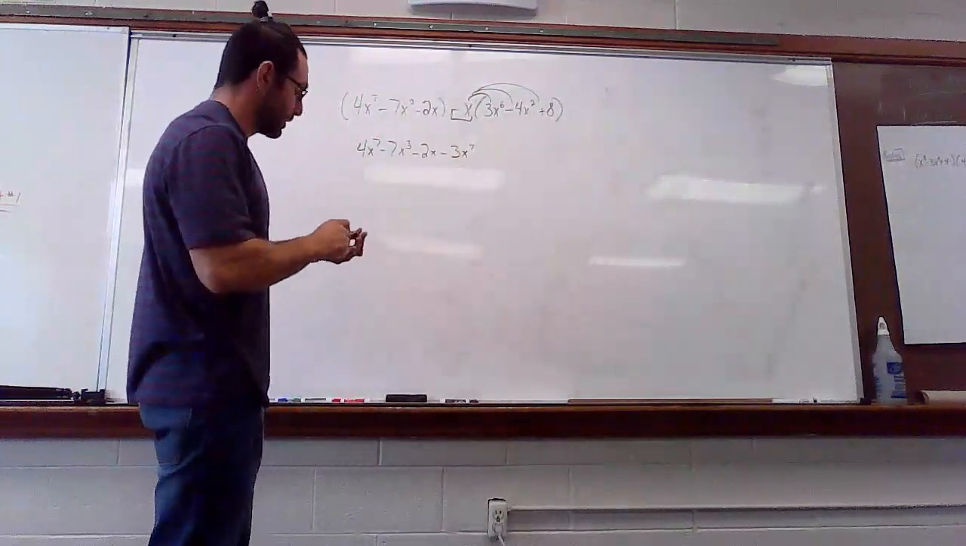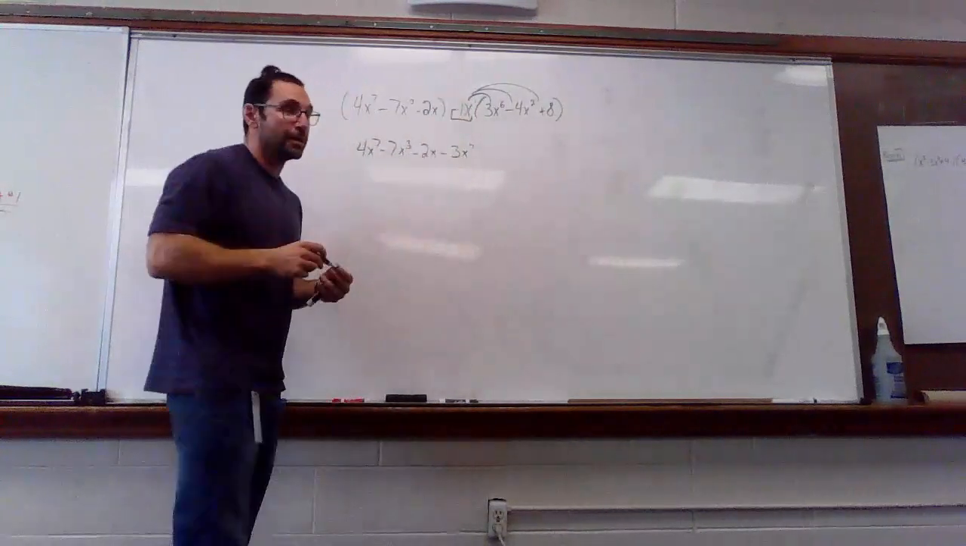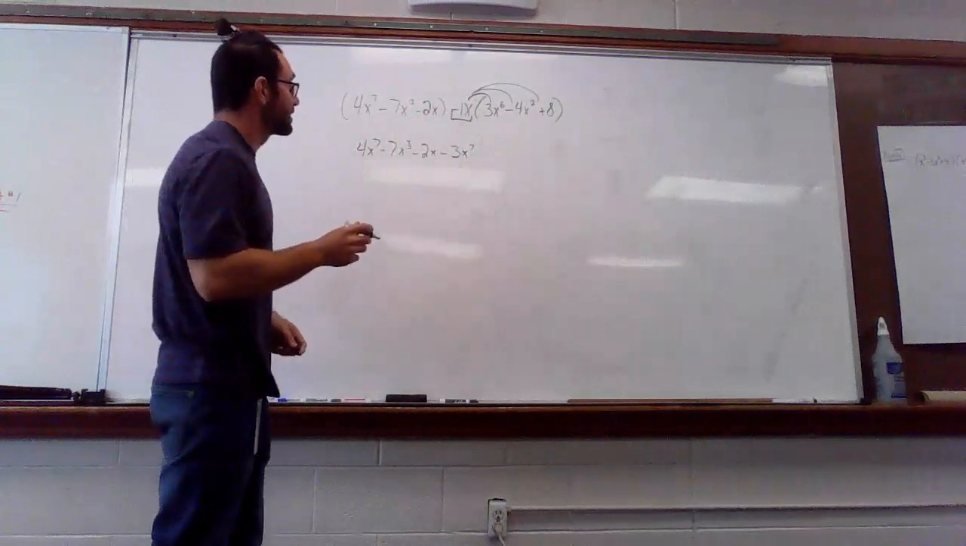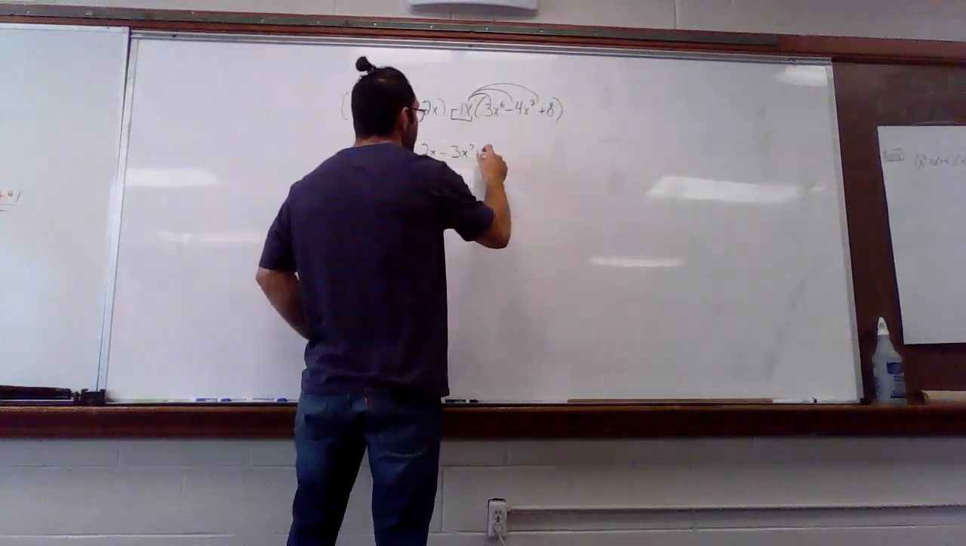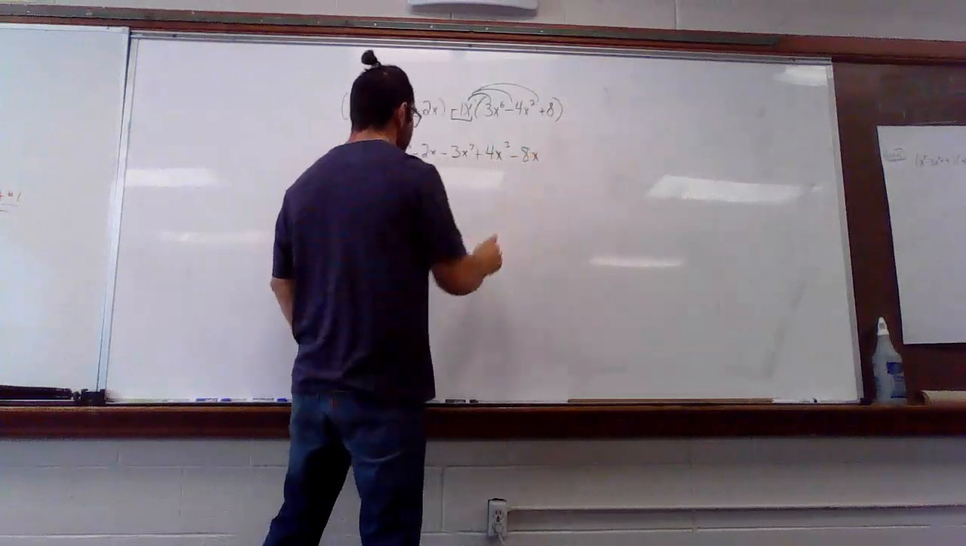Mr. H, why are you keeping it as a negative 3? Because this has a coefficient of 1. So negative 1 times 3 is the negative 3. X times the x to the 6th is x to the 7th. Plus 4x to the third minus 8x.